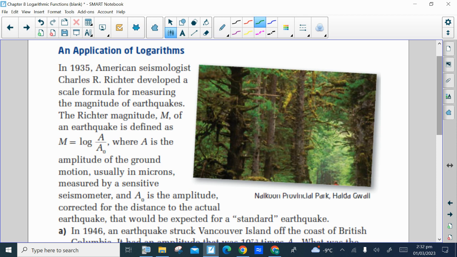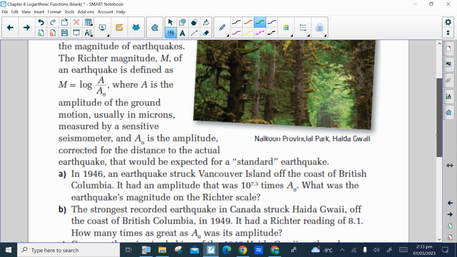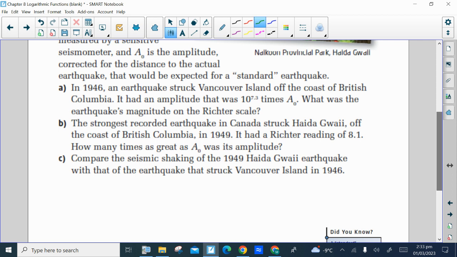M of an earthquake is defined as M equals log of A over A sub 0, where A is the amplitude of the ground motion, usually in microns, measured by a sensitive seismometer. A sub 0 is the amplitude corrected for the distance to the actual earthquake that would be expected for a standard earthquake. In 1946, an earthquake struck Vancouver Island off the coast of BC at an amplitude that was 10 to the 7.3 times A sub 0. What was the earthquake's magnitude on the Richter scale?